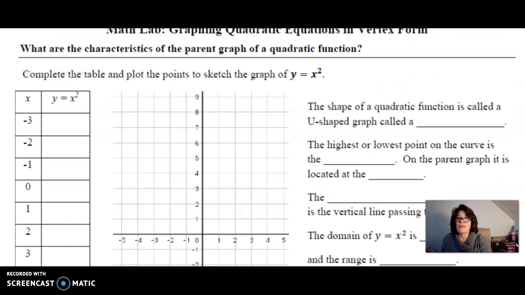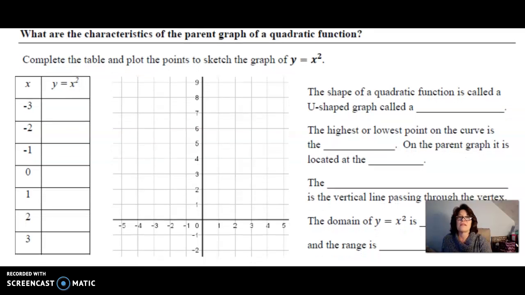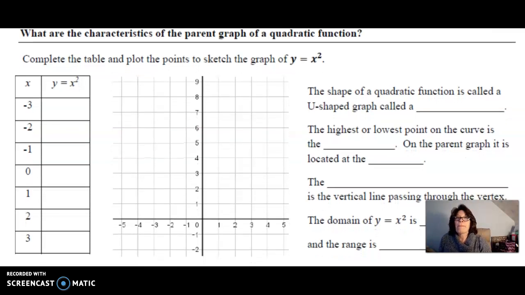Sorry, I'm trying to see how much time I have left here. Let's try this. Okay, let me grab red.